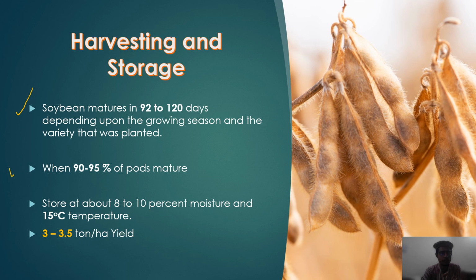When 90 to 95% of pods mature, then it means we have to harvest our crop. Store at about 8 to 10% moisture, and the temperature should be 15 to 20 degrees centigrade where we store our seed. Finally, the main thing is we achieve 3 to 3.5 ton per hectare yield in our trial. So it means soybean crop has potential, and inshallah in coming years you will see this crop will overcome all of these problems.